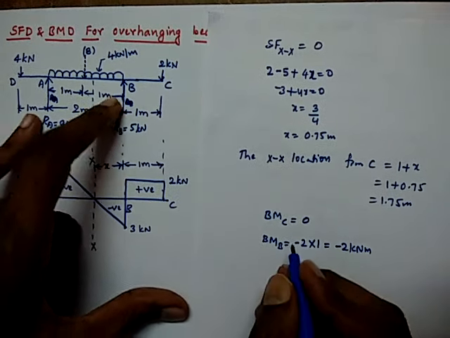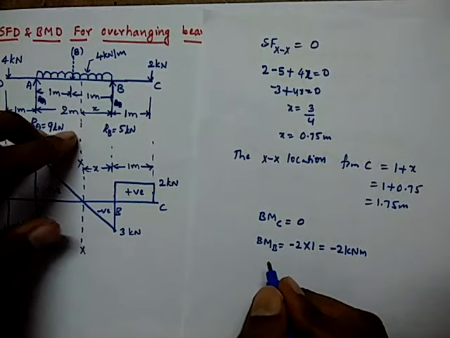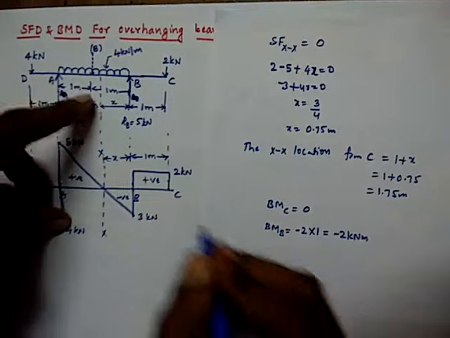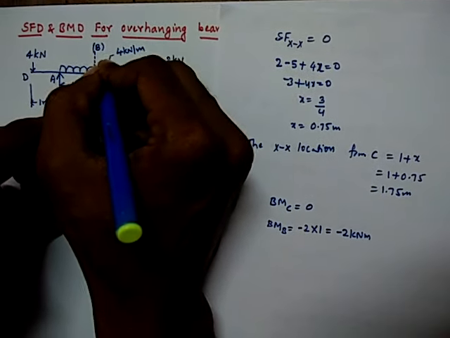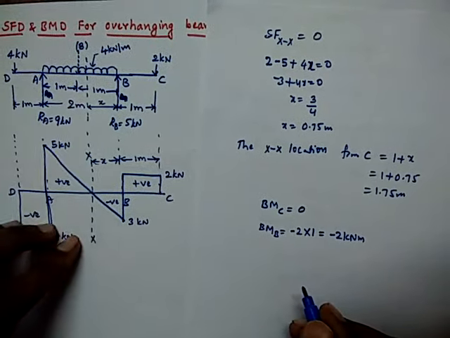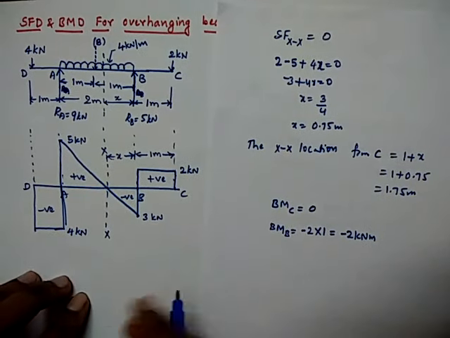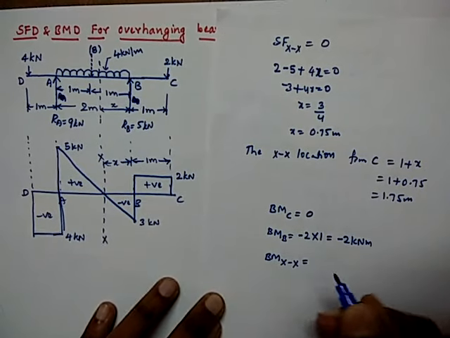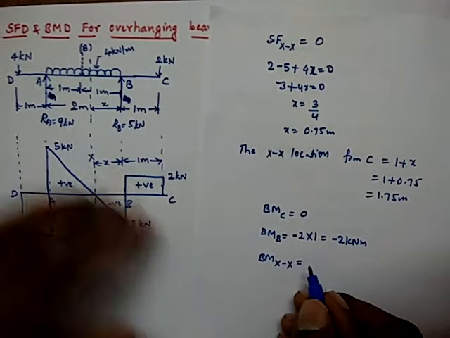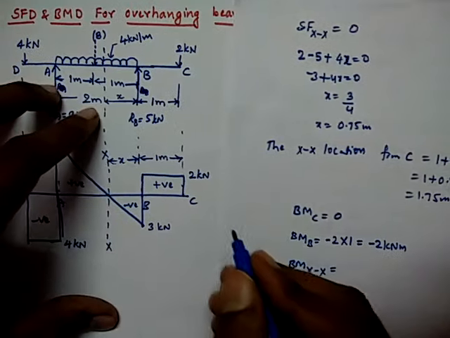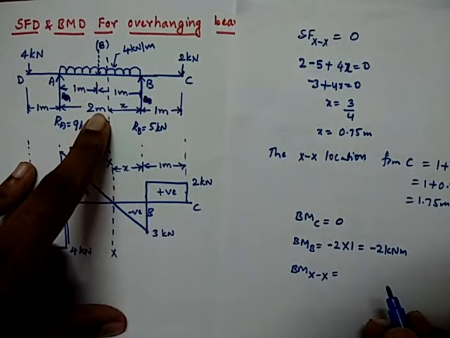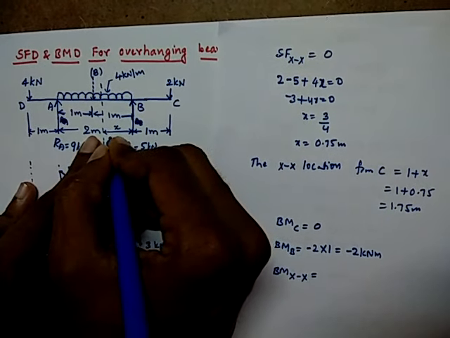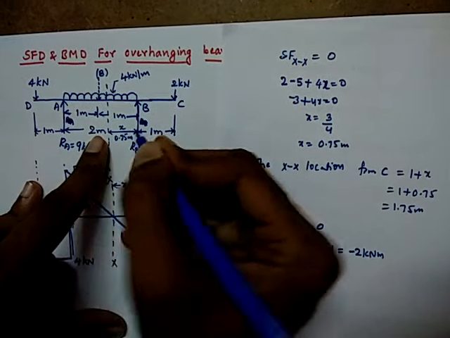And we have to find the bending moment at XX. Between B and XX there are no key points, but we have the XX section. At this XX section we have to find the bending moment, to find the peak point in the bending moment diagram. For this distance, we already found from the previous calculations that x is 0.75 meters.